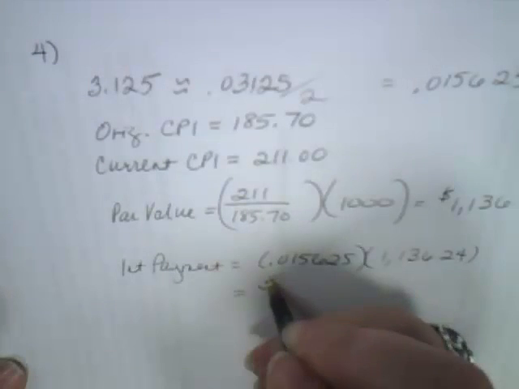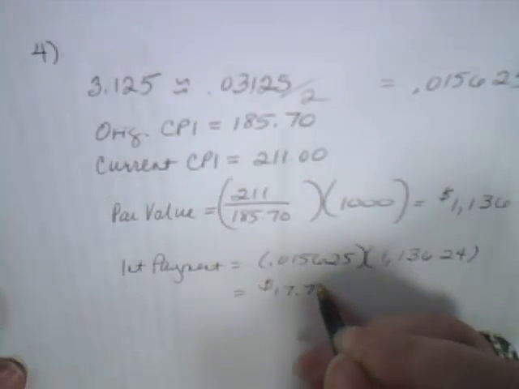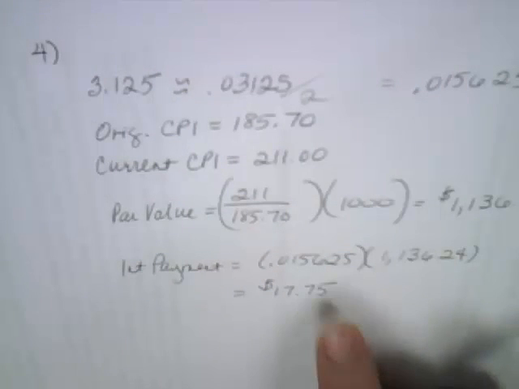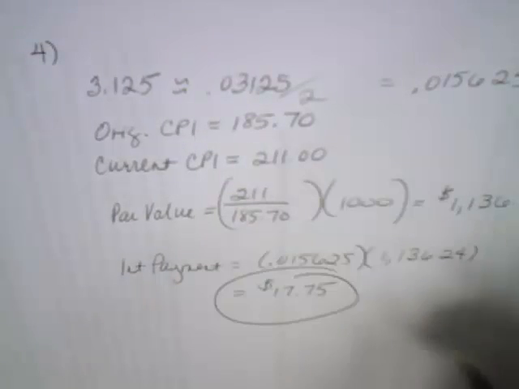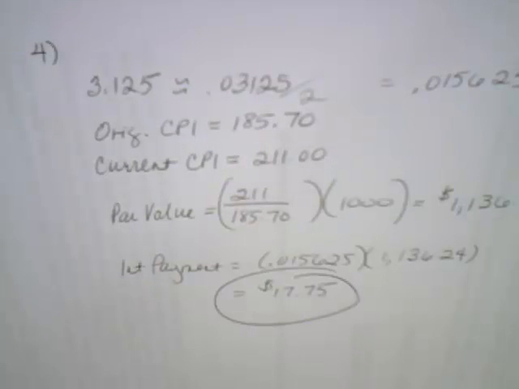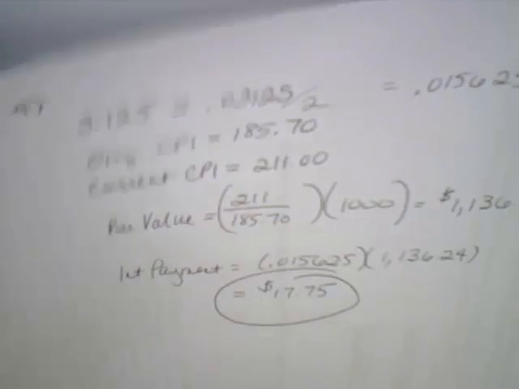And that's going to give us the value of a single interest payment of $17.75, and of course that is made every 6 months. Not too bad. Okay, moving right along to question 5.